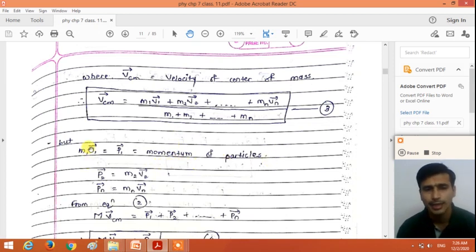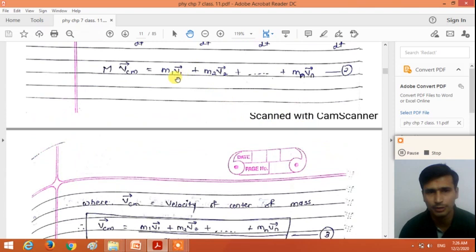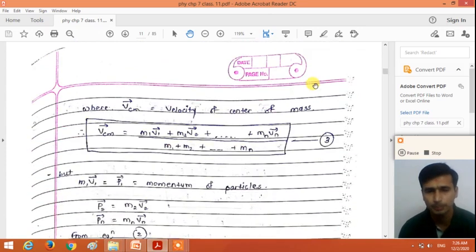So we take m1 v1 is equal to p1, that is the momentum of the first particle. m2 v2 is equal to p2, that is the momentum of the second particle. m3 v3 is p3, the momentum of the third particle. Similarly, mn vn is equal to pn, momentum of each particle. So the product of mass and velocity is called the momentum. So from equation number 2, m1 v1 we take as p1, m2 v2 we take as p2 and mn vn we take as pn, right?